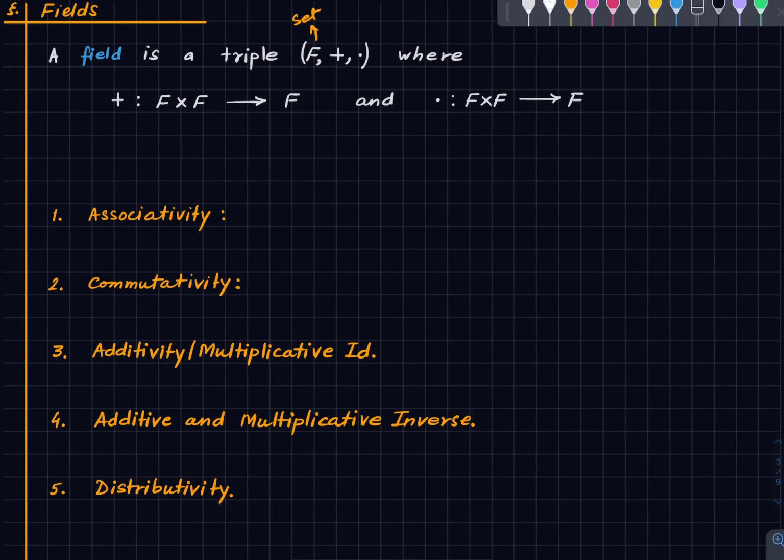So a field is a triple where F is a non-empty set, and these are two functions which consume a pair of elements of the set F and produce an element of the set F. This is called the addition function and this is called the multiplication function. The names don't change. Okay?